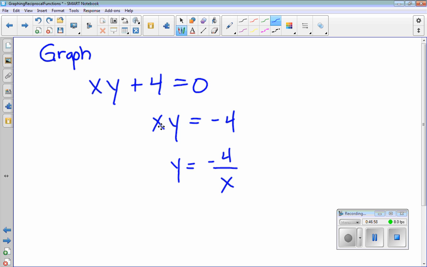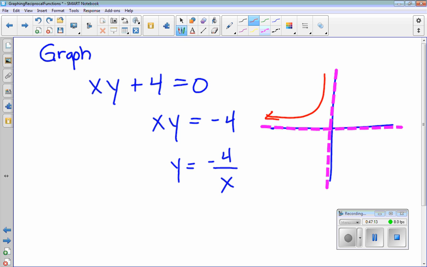So this graph, where are my asymptotes? They're just the origin, right? There's x equals 0, y equals 0. So they are literally here and here. And then the negative does this. It flips where I go. The 4 just means it's kind of moved out away from the origin a little bit.